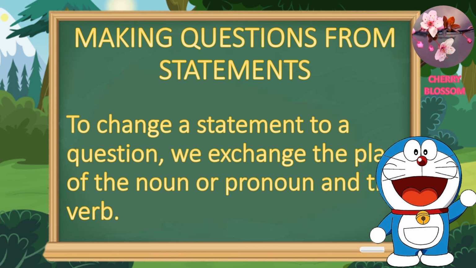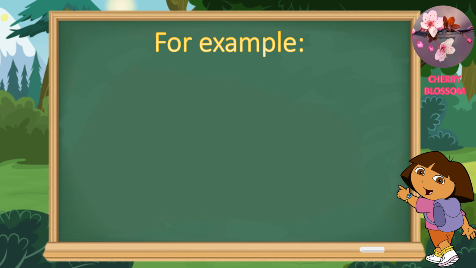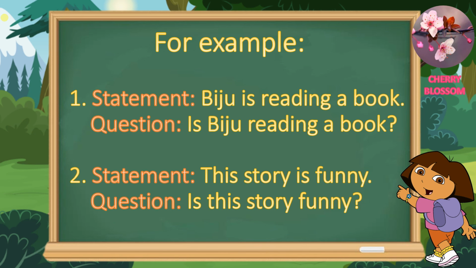Making questions from statements. To change a statement to a question, we exchange the place of the noun or pronoun and the verb. For example, Biju is reading a book. It's a statement. To change a statement to a question, we place the verb at the beginning of the sentence. Let's take a look at the question. Is Biju reading a book? And this is a verb. So the verb is placed at the beginning of the sentence and the sentence ends with a question mark.